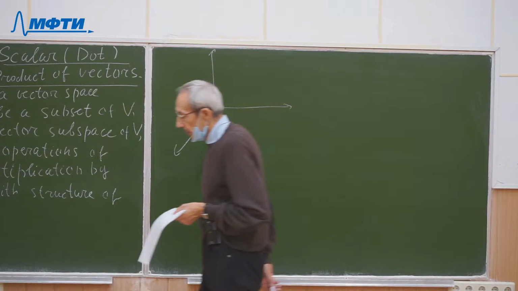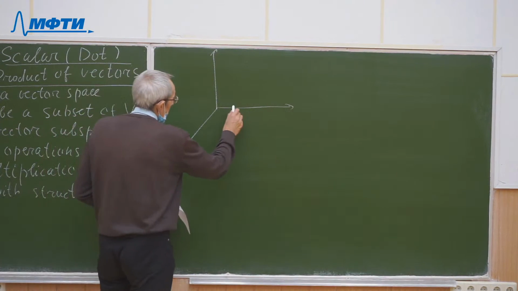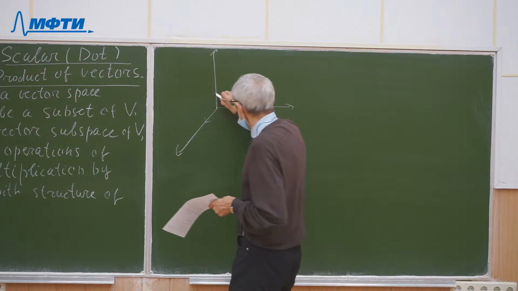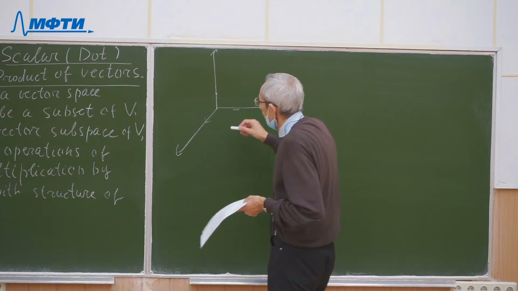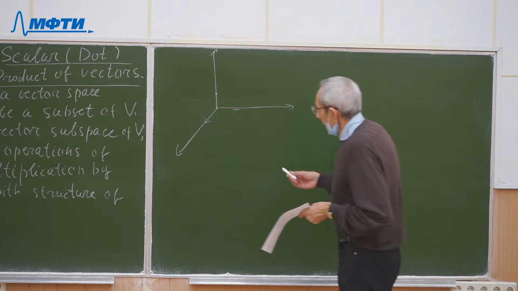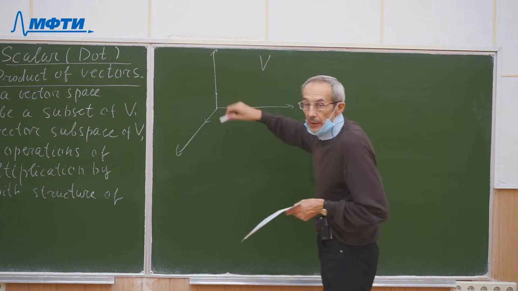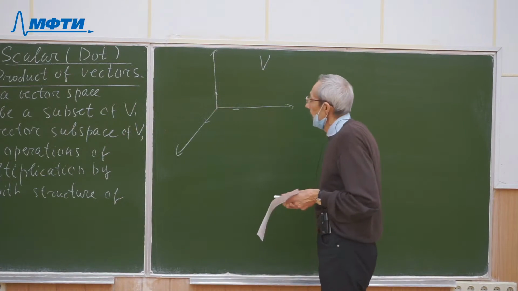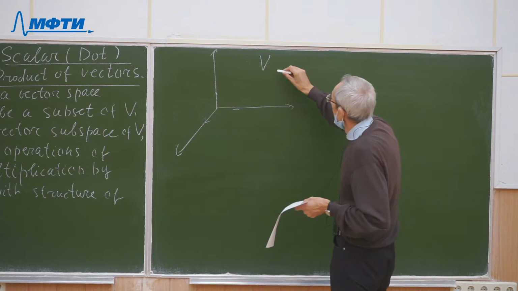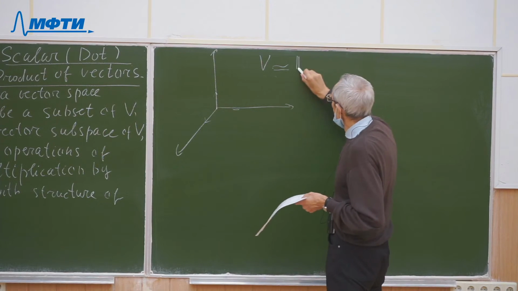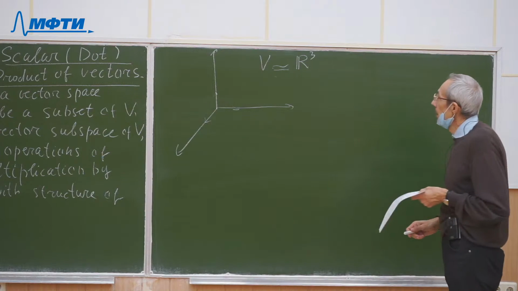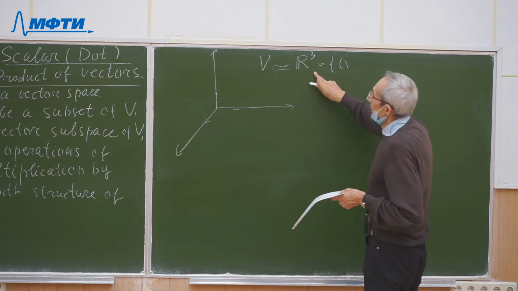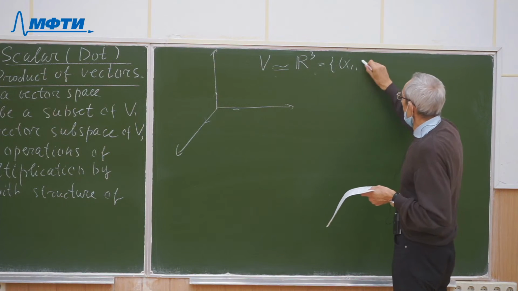Some simple example: if we have a geometrical three-dimensional vector space, and let we have some basis in this vector space, and maybe some coordinate system, and let V be this physical three-dimensional vector space, we can identify this vector space with arithmetical vector space R^3, the elements of which are triples of real numbers.